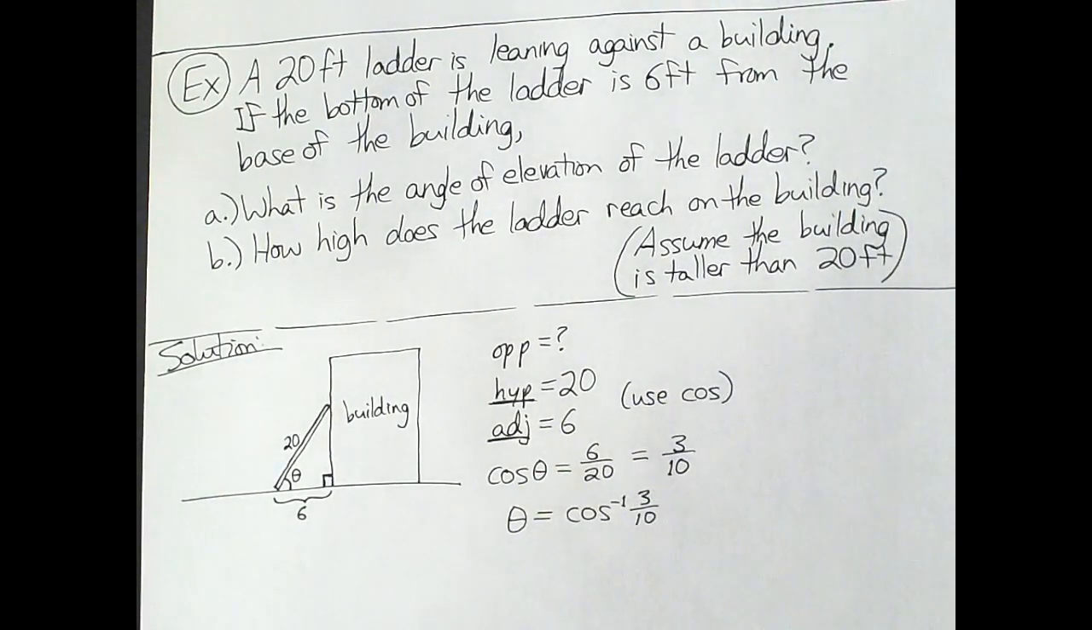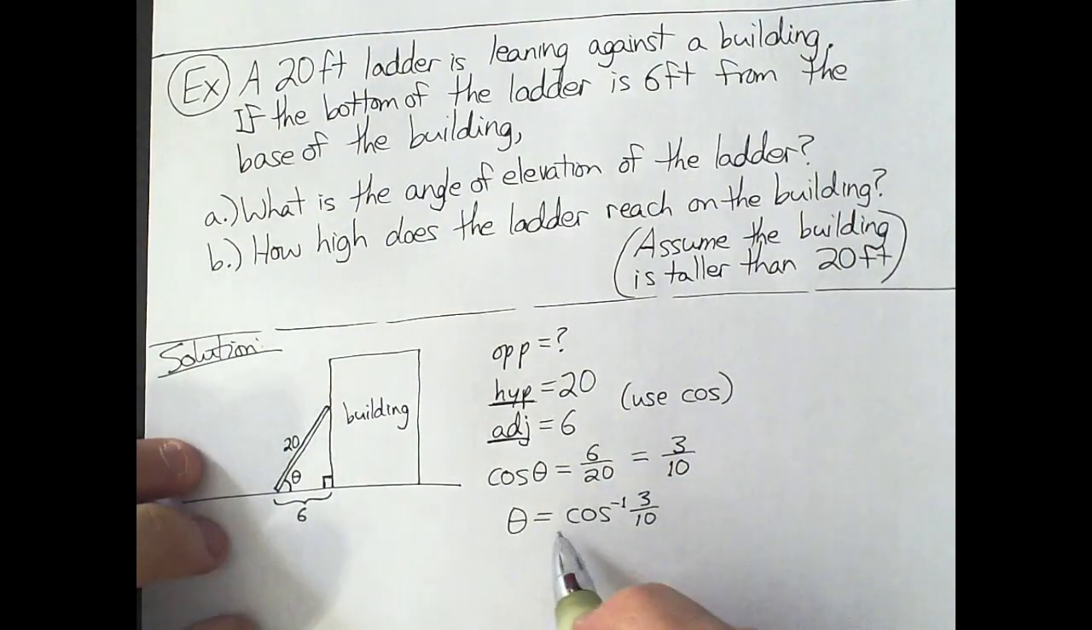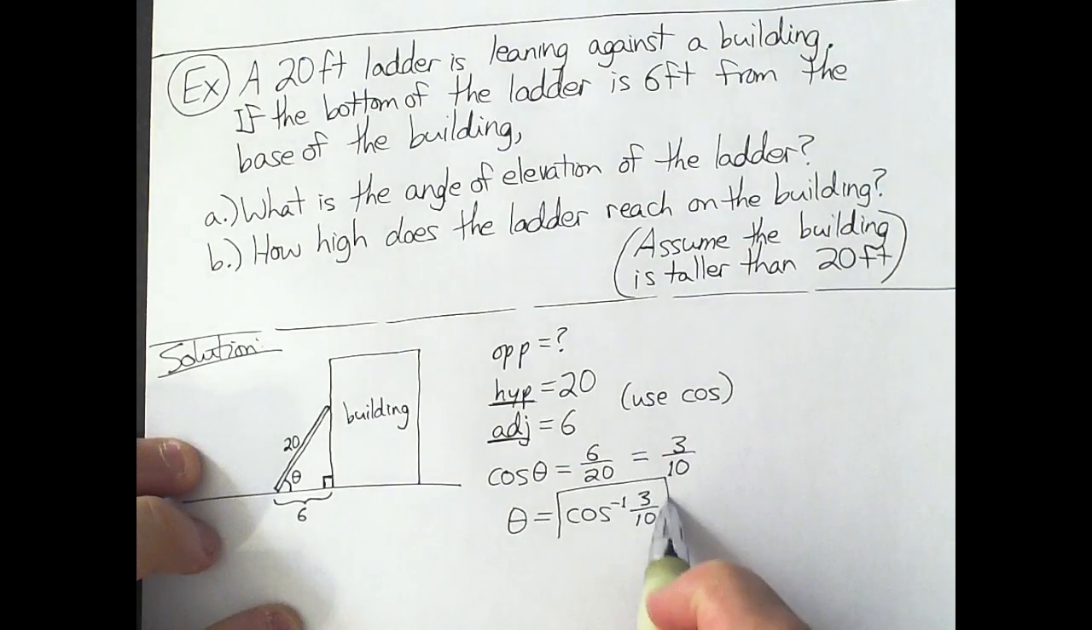Do we know what this is by hand? I'm going to say no. I don't know one of our common angles that when I take cosine of it, I get 3/10. Our common angles, when I take cosine of them, give things like 1/2, square root of 2 over 2, square root of 3 over 2, 1. We've never gotten 3/10 as a result. So let's just put a box around this and say that is the answer.